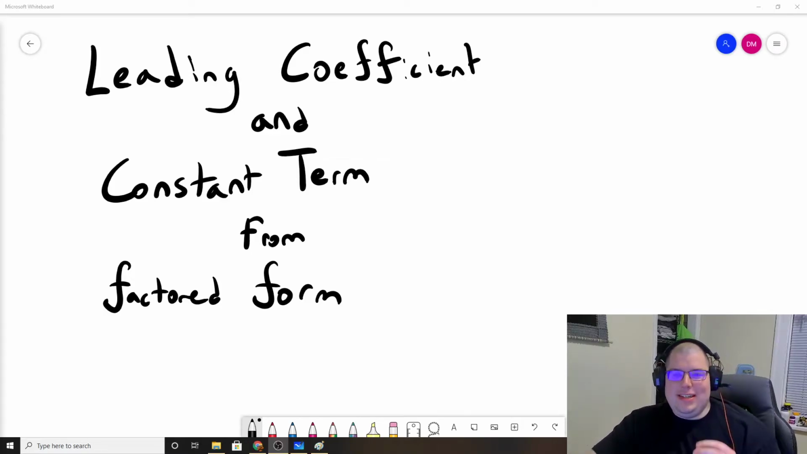Alright, so today I want to talk about finding the leading coefficient and the constant term while your polynomial is completely factored out in a factored form. This is a nice shortcut if you're asked on the SAT or something like that about the function's end behavior, or even if you need to find the leading coefficient and the degree. This is a nice easy way to get it without doing a whole lot of work.